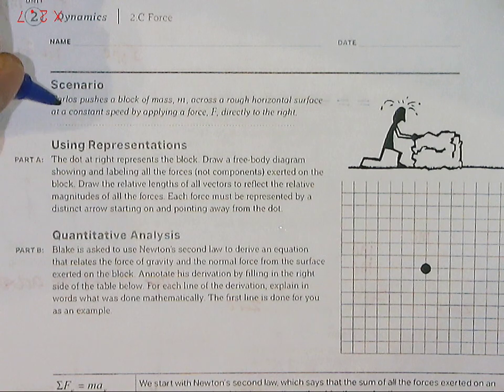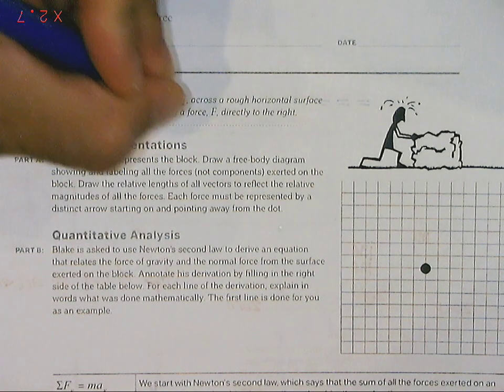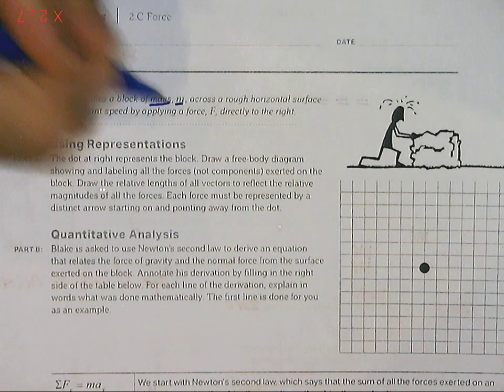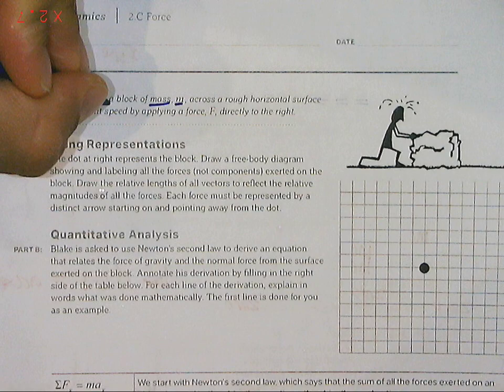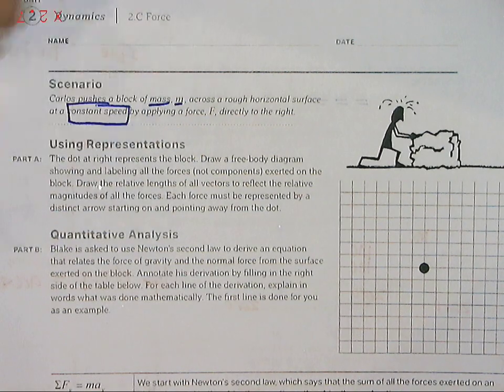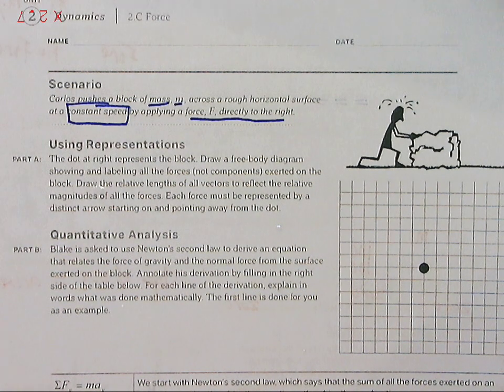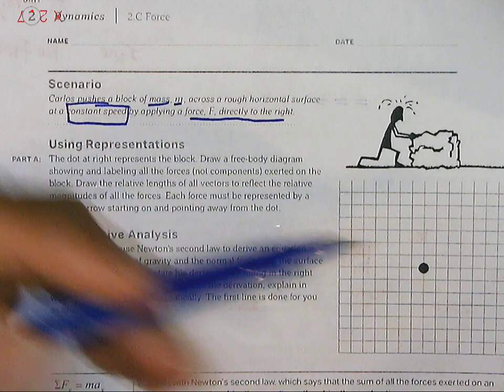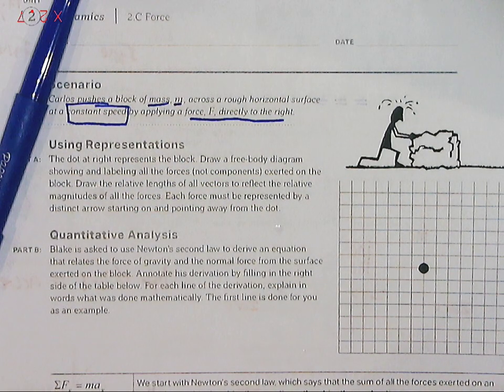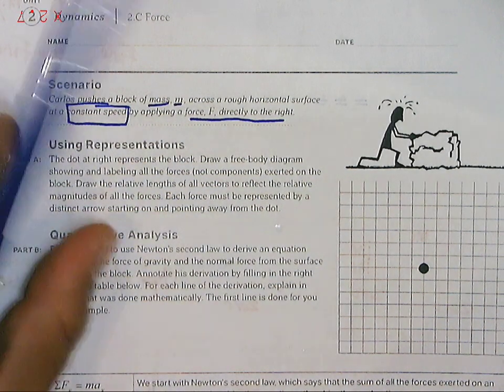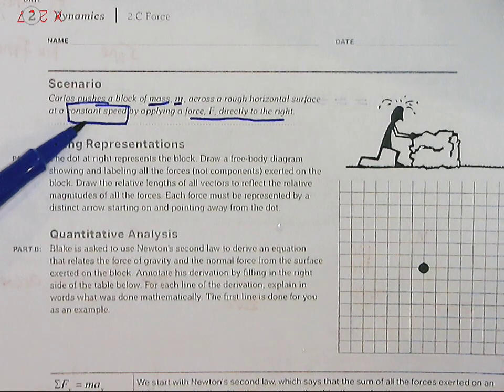Carlos pushes a block of mass M across a horizontal surface at a keyword, constant speed, by applying a force F directly to the right. And so this little image shows Carlos pushing this block of mass M directly to the right, and it's traveling at a keyword, constant speed.